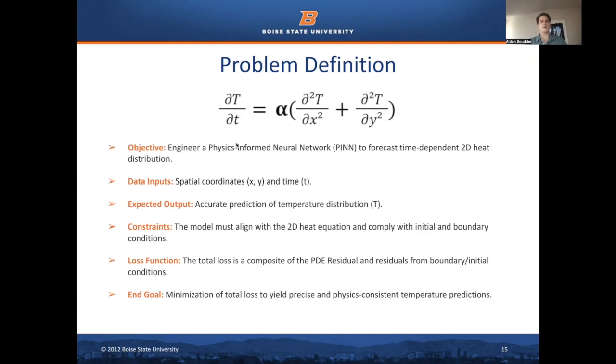The constraints our network must align to are the 2D heat equation PDE and the initial and boundary conditions that we lay out. The loss function we're utilizing for this problem is a composite loss function, which means that it includes the PDE residual and the residuals from the boundary and initial conditions. The end goal of this problem is to minimize the total loss of the network, resulting in precise and physics-consistent predictions of temperature.